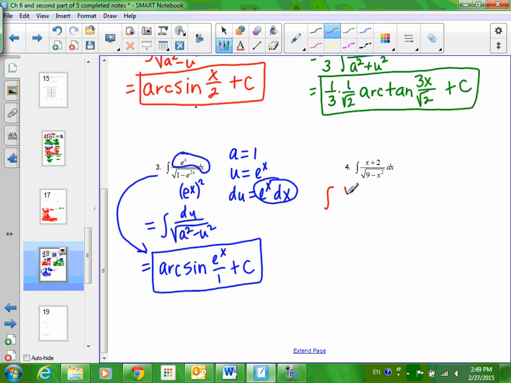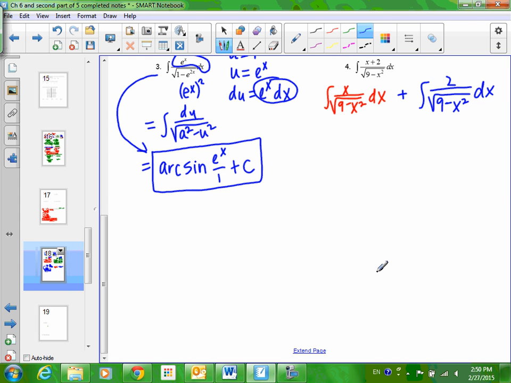We're going to split it up into x over square root of 9 minus x squared dx. And I'm like really splitting these up, like into two totally separate integrals. And we're just going to solve these two integrals, and at the end, we're going to put our answers together. Okay?